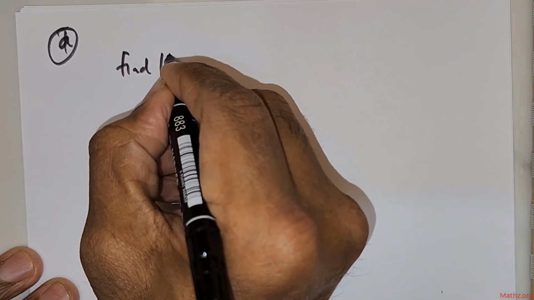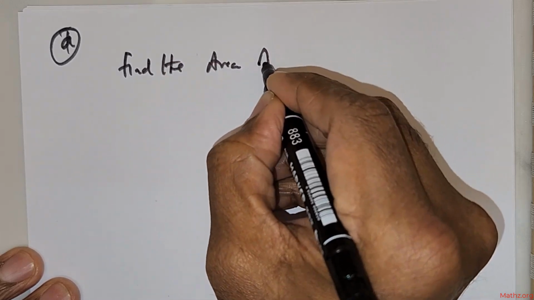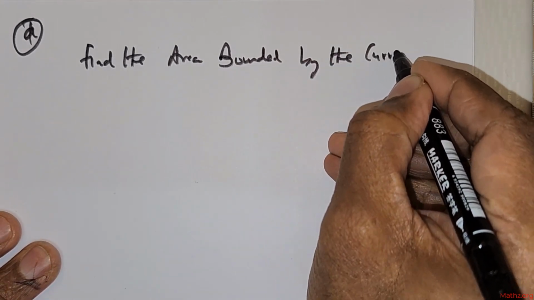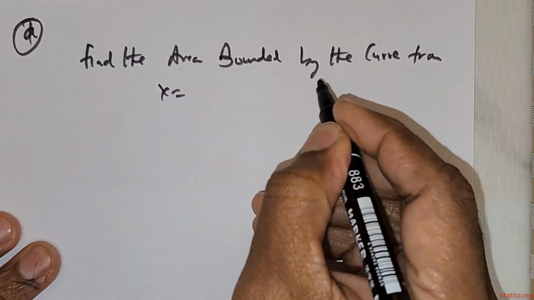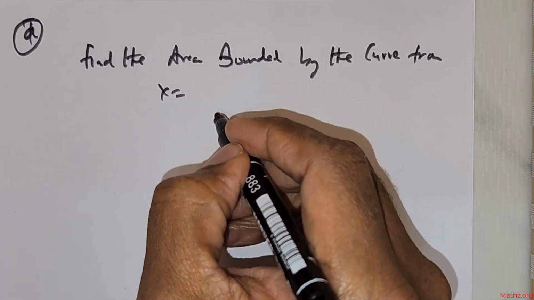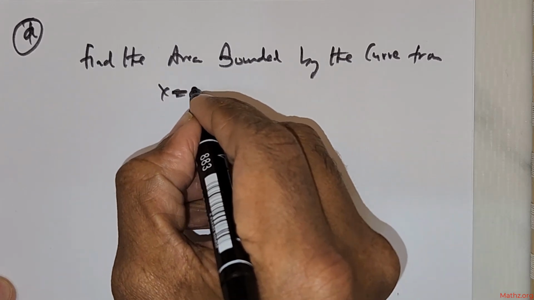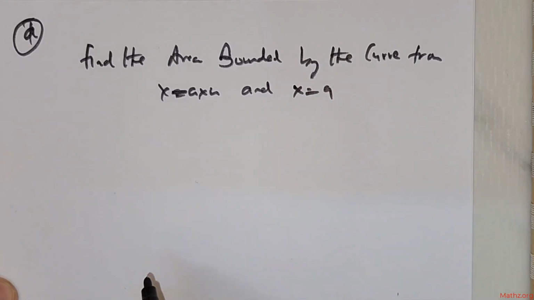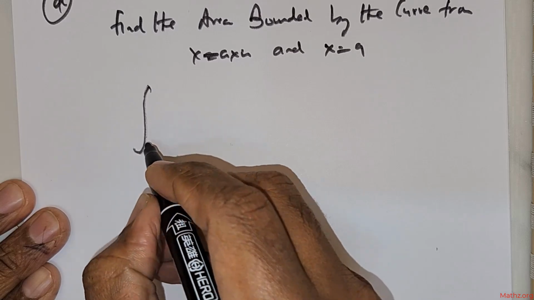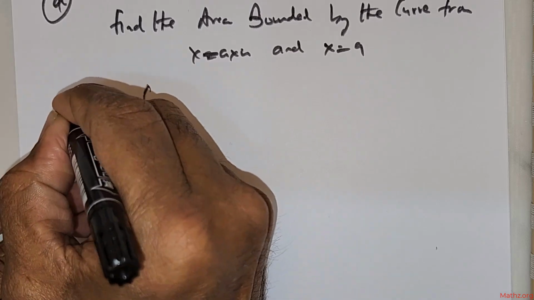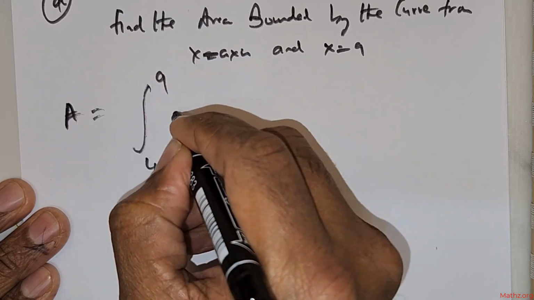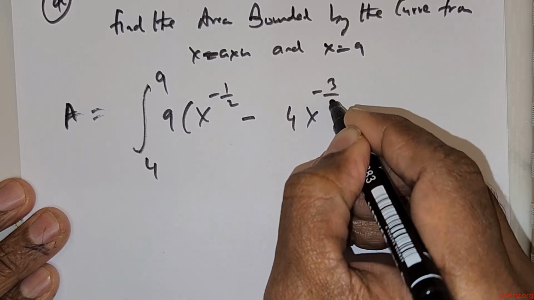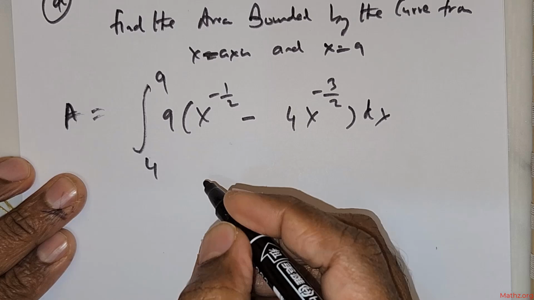We are expected to find the area bounded by the curve between the x-axis and the line x is equal to 9. So we are expected to integrate. The required area is going to be the integral from x equal to 4 to 9 of x raised to the power of negative 1 over 2, negative 4 times x raised to the power of negative 3 over 2, times dx. We have to integrate this.